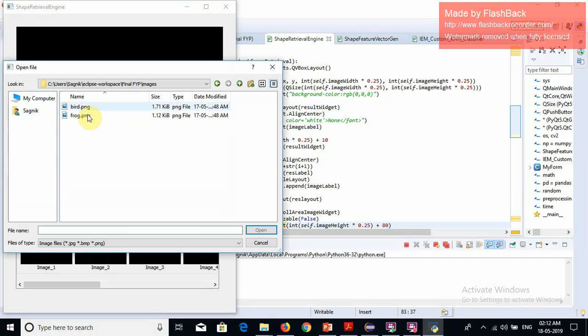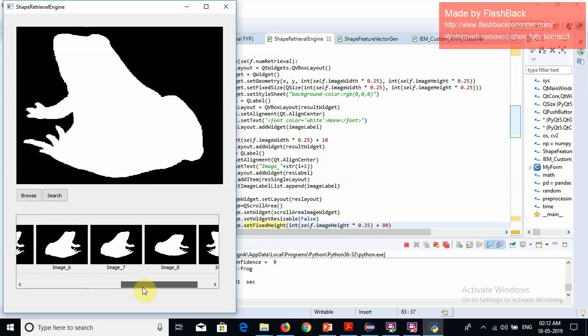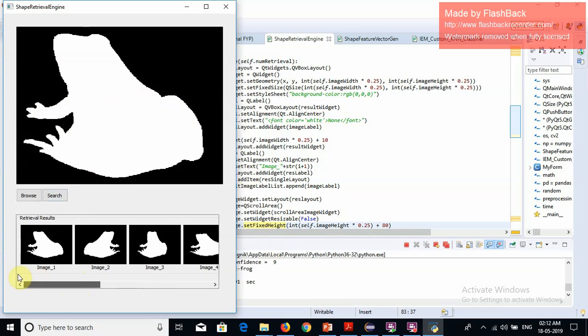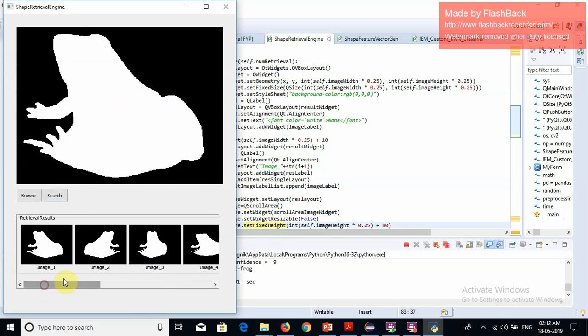Let me give the image of maybe a frog. We open the image here. This is our query image, the image of a frog. Now we search this image in the database and we see the nearest images, the nearest 9 images. We search for it and here it comes. Here are the images of the 9 frogs that we have gotten from the database using our algorithm.